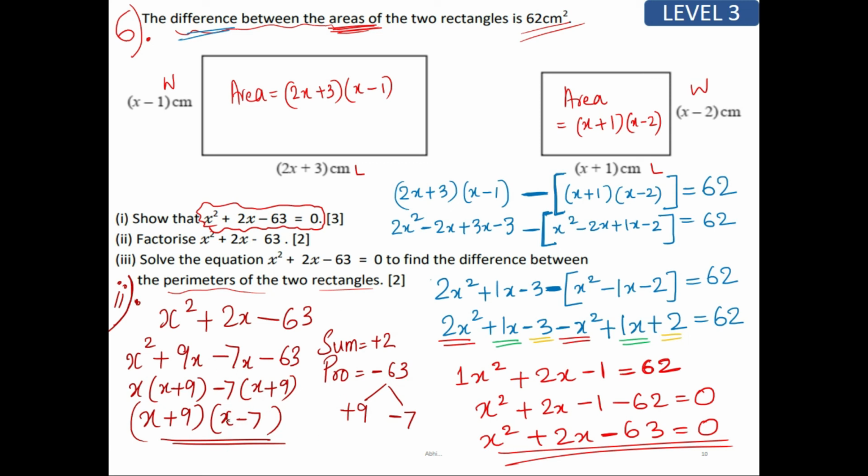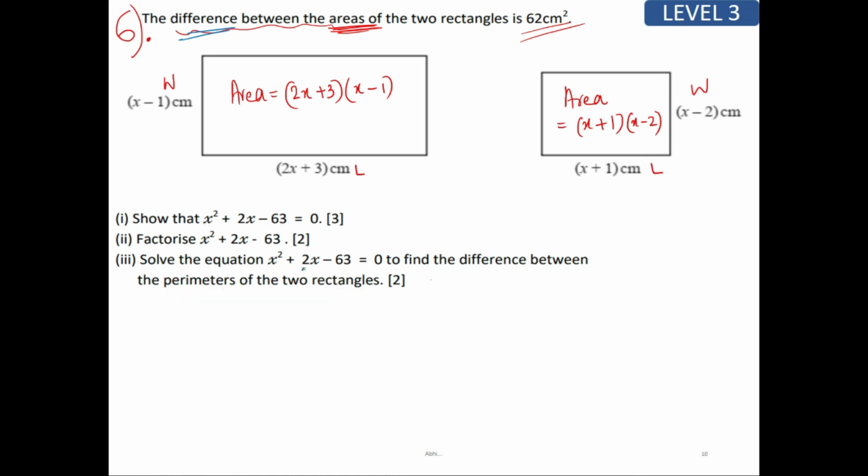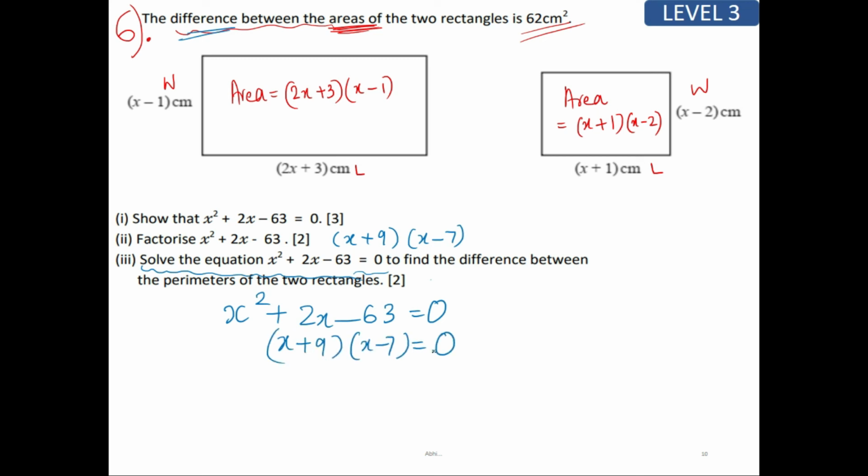Moving on to the last part of the question. Solve the equation x squared plus 2x minus 63 equals 0 to find the difference between the perimeters of the two rectangles. Now when you're asked to solve the equation, that means they are asking you to find the value for x. So we have x squared plus 2x minus 63 equals 0, and from the previous step we had the factorized form as x plus 9 and x minus 7, so I'll be just substituting it, x plus 9 times x minus 7 is equal to 0.